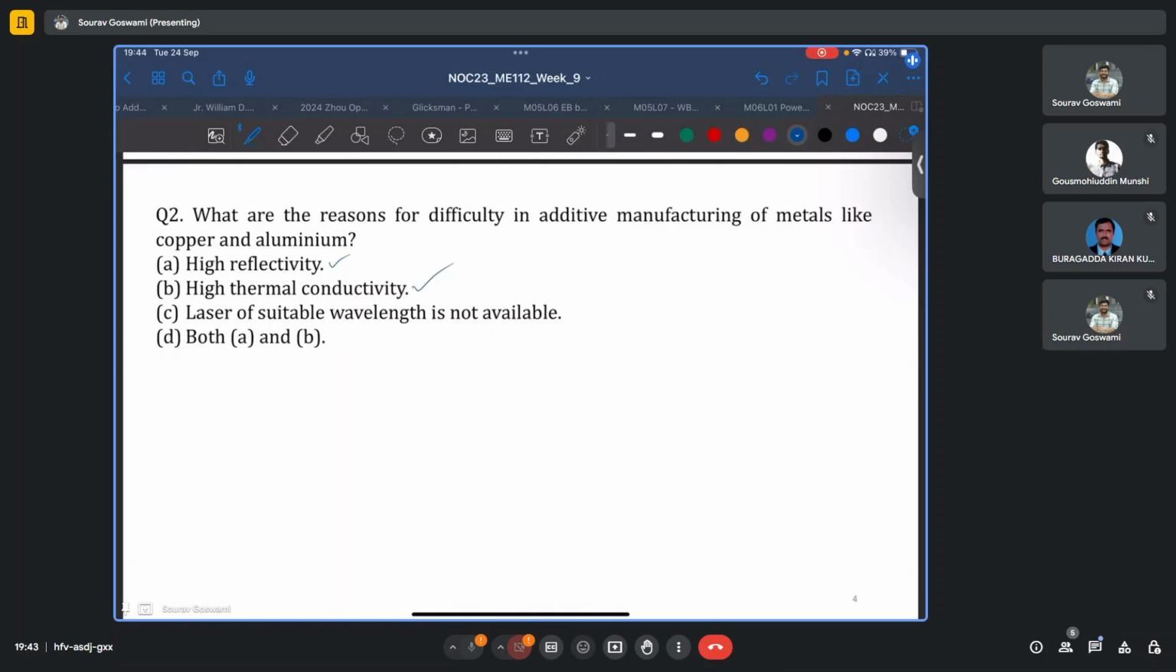Laser of suitable wavelength is not available. This is not true, and there are lasers of wavelengths, typically called blue lasers, which have been used for successfully printing copper. So they are available. Thus, the main difficulty lies in the high thermal conductivity and also the high reflectivity of the materials copper and aluminum. Option D.